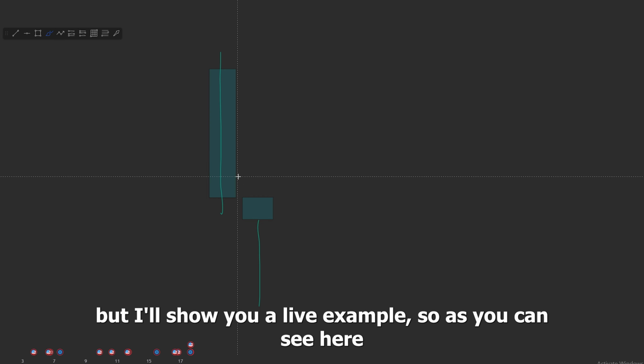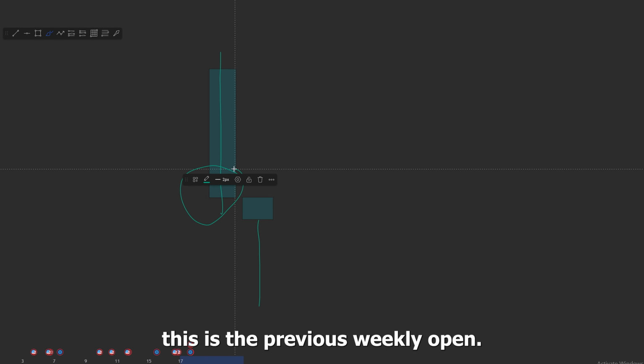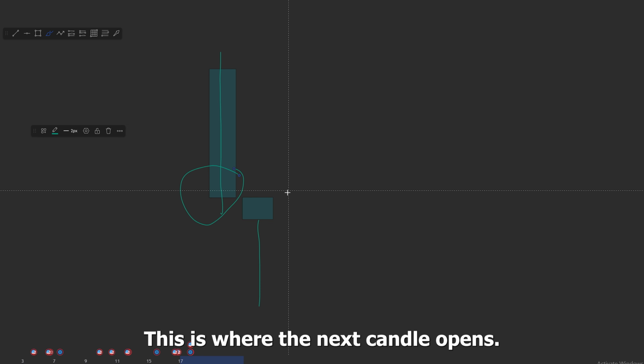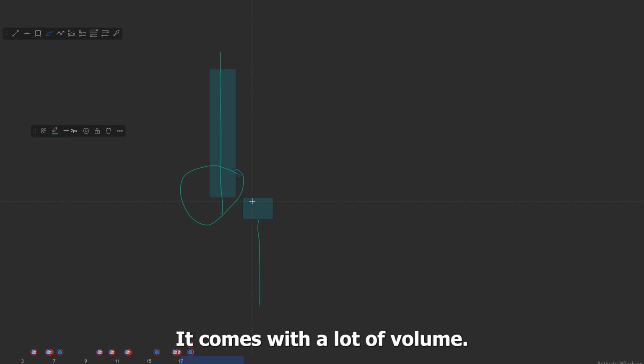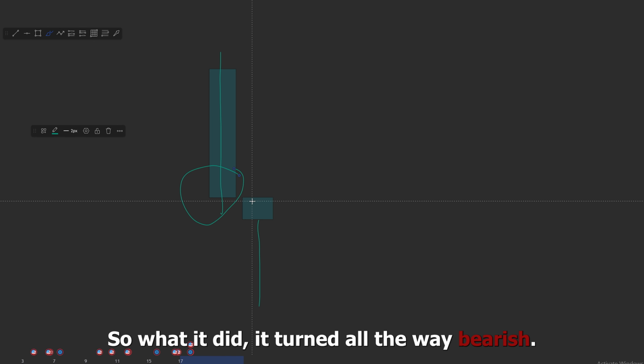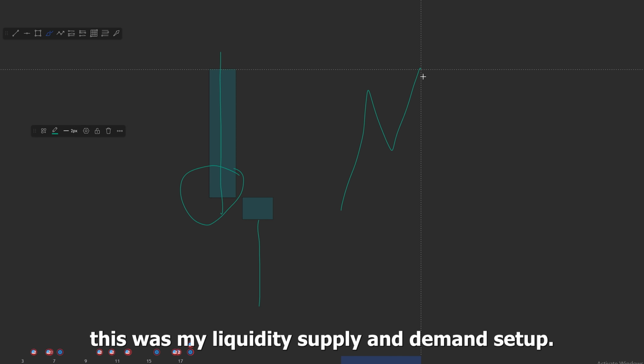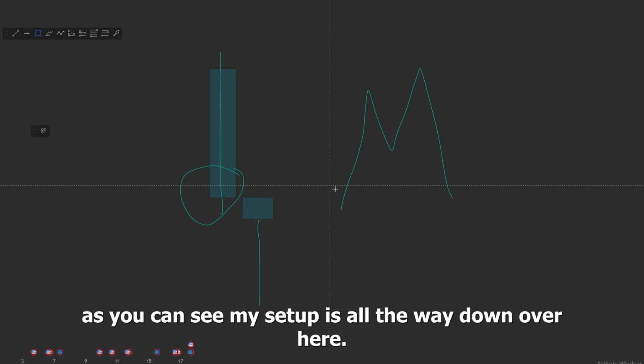So as you can see here, this is the previous weekly open. This is where it closed. Okay, this is where the next candle opens. It comes with a lot of volume. Let's say it hasn't created a top wick, so what it did, it turned all the way bearish. So for example, let's say this was my liquidity supply and demand setup. As you can see, my setup is all the way down over here.